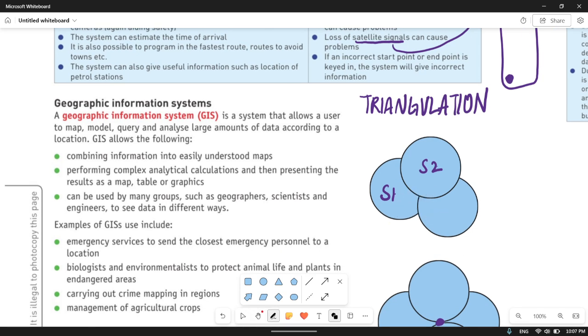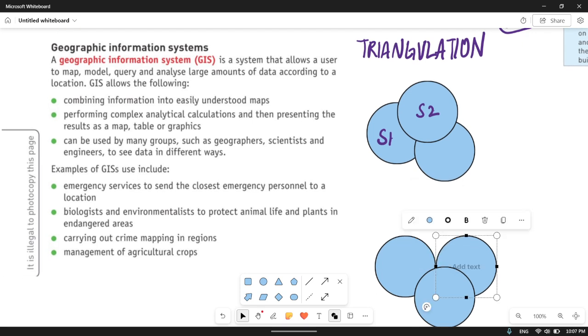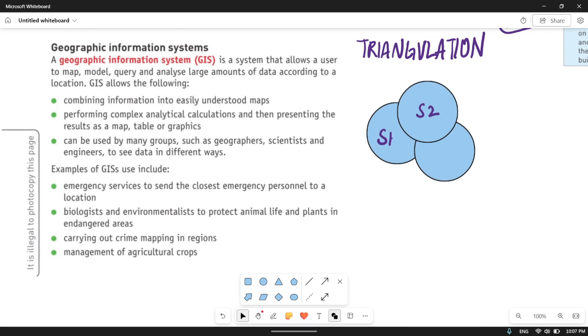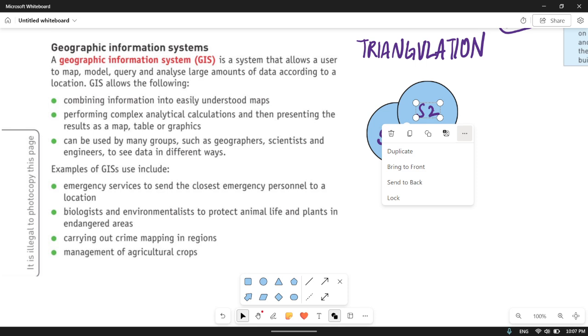Let me quickly clear this so that I get space for the new thing that we are doing. Give me a second. Cancel, delete.